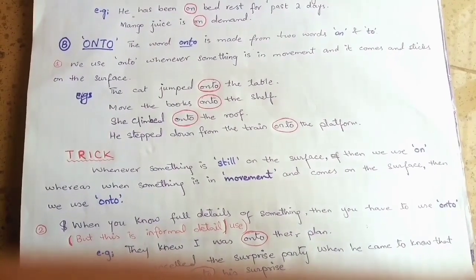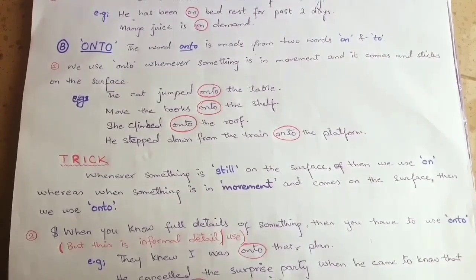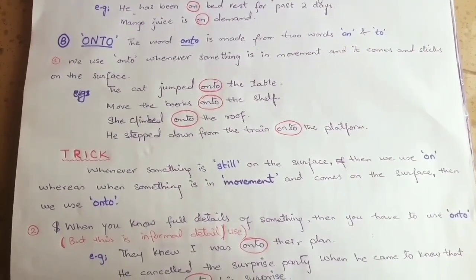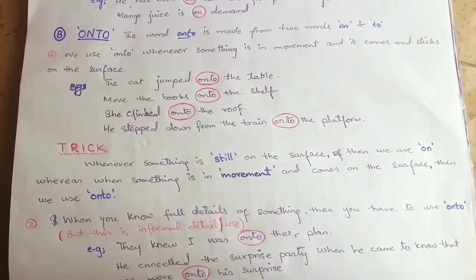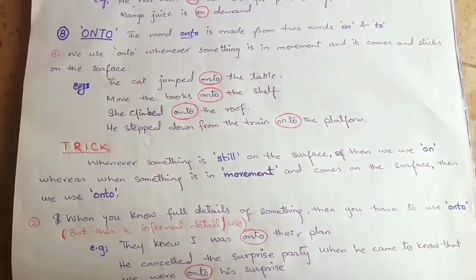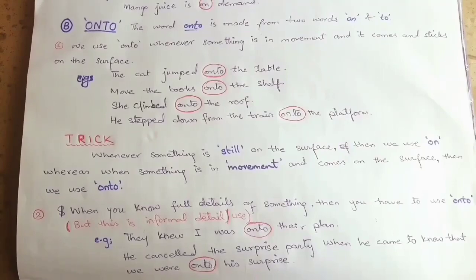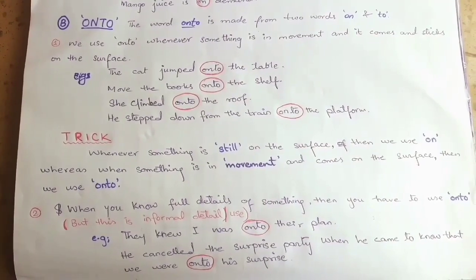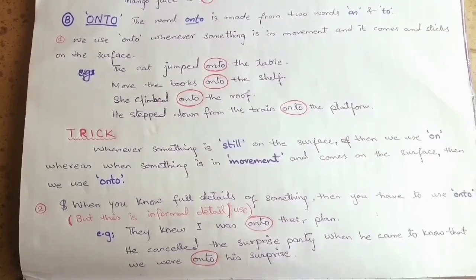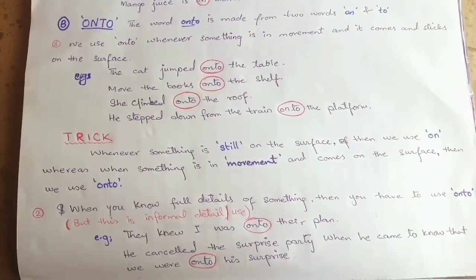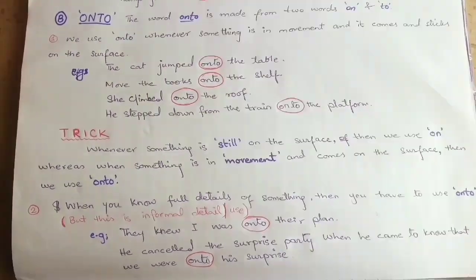For instance, if I say the books are on the table, it doesn't mean that the book is in the moving position. Rather, it means that the book is in still position. So that's why we have used on. But if I say the cat jumped onto the table, that means that the cat comes and sticks on the surface of the table. So the preposition on tells you the stillness, whereas the preposition onto tells you the movement of something. So this is the basic trick, that how you will distinguish between the 2 prepositions on and onto.